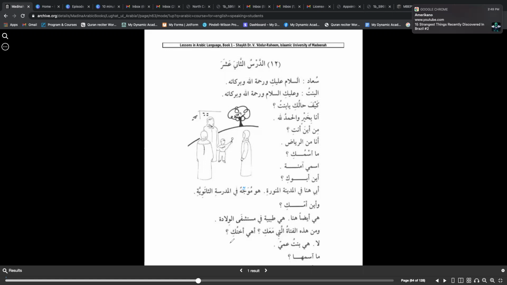Hiya ukhtuki, is she your sister? Hiya ukhtuki? La, hiya bintu ammi. No, she is the daughter of my paternal uncle, so that would make her my cousin. And it's her female cousin. La hiya bintu ammi. Masmuha. What is her name? Masmuha.